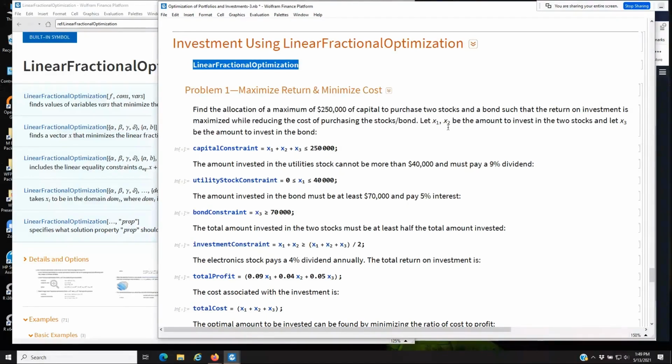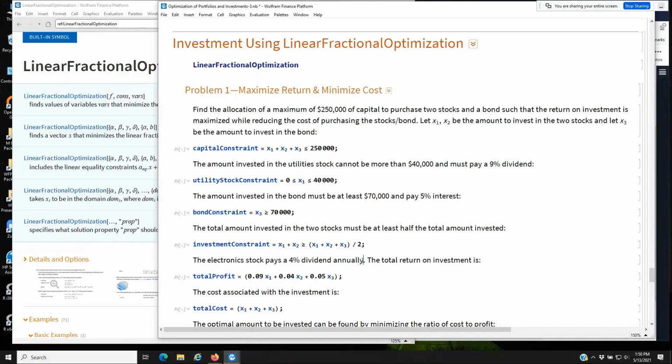Let xi be the amount I'm going to invest in each of these. So there's a capital constraint: I've got an upper bound of $250,000 to spend. The two stocks are a utility stock and, later on here, an electronic stock. The utility stock gives a 9% dividend. That's going to be x1, and I can't spend more than $40,000 on it. The bond, however, so he's being a bit risk averse here, saying, okay, I'm going to put at least $70,000 in the bond, but it only gives me back 5%. And then there's a tech stock, an electronic stock.